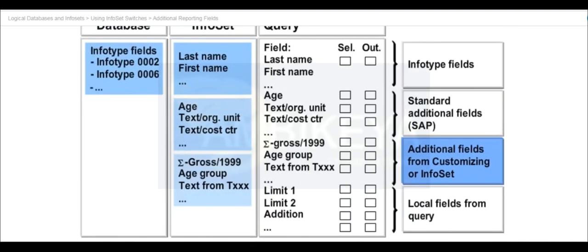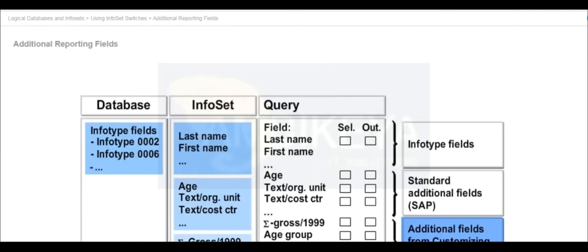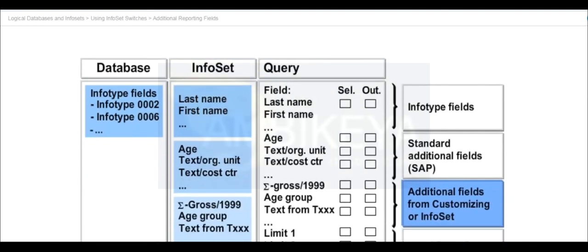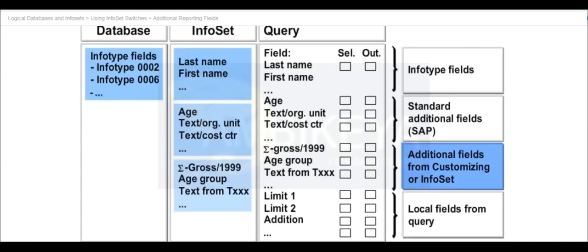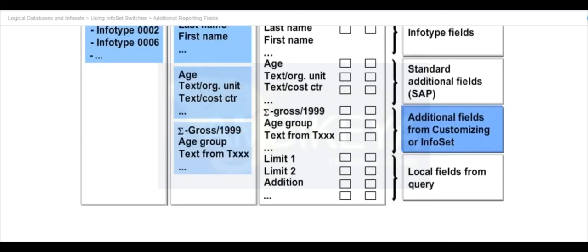Additional fields defined by customers. These fields are defined by customers to meet company-specific requirements. They can be created in customizing for HR or when an Infoset is created. If you create these fields in customizing under HR Settings for SAP Query, Additional Information about Infoset Maintenance, Define Additional Fields, they are always available when you create Infosets. If you create them in an Infoset, they are only available in that particular Infoset.